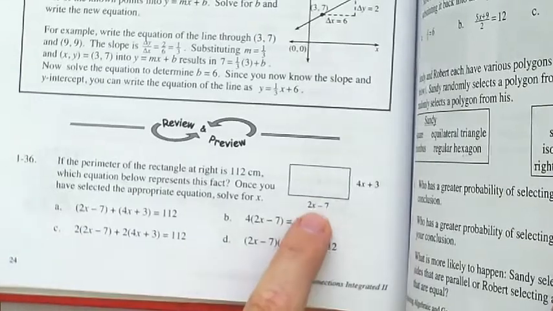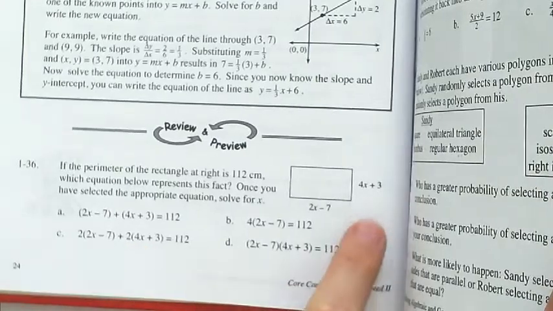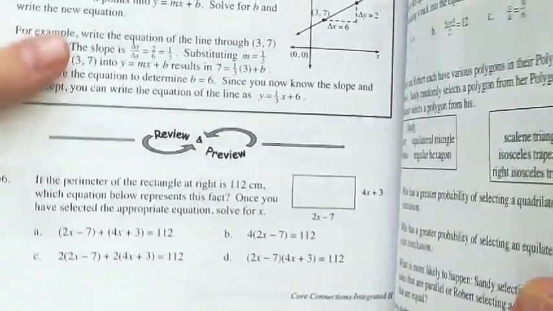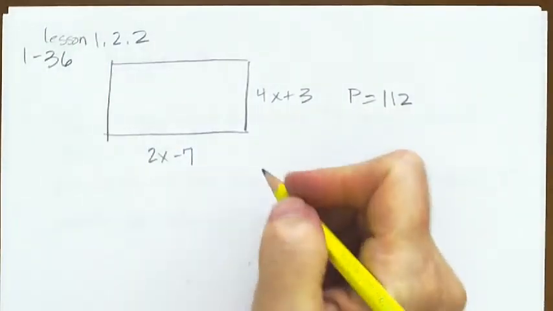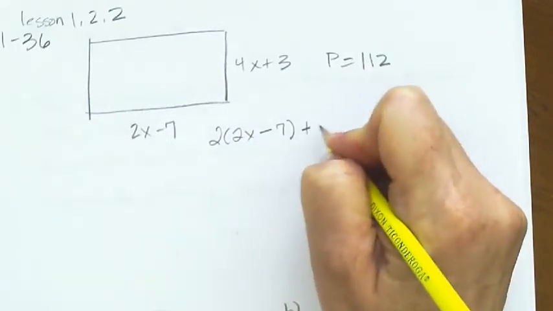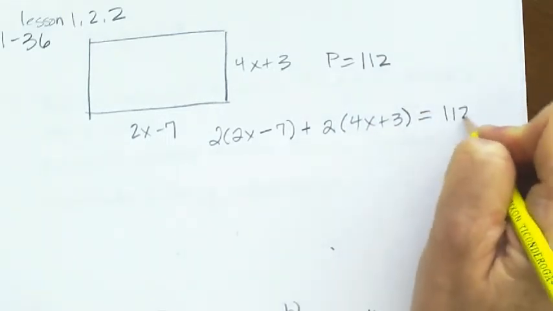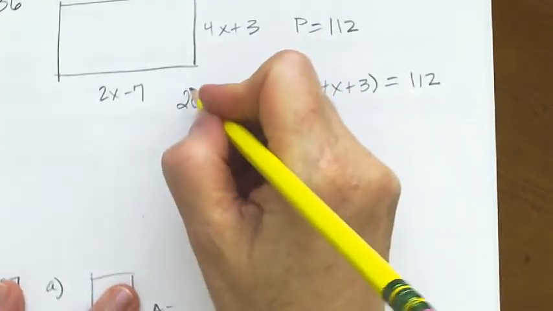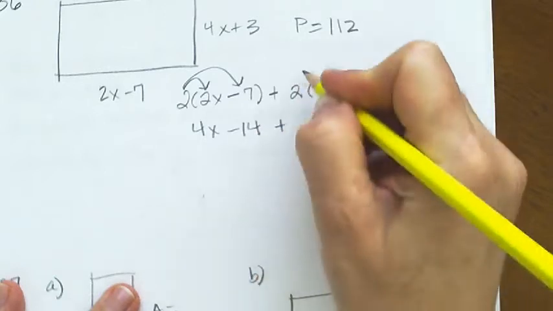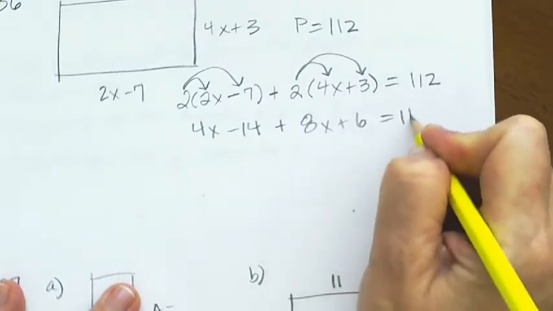This is saying if you double 2x minus 7 and add it to twice 4x plus 3, you get 112. That's exactly what we just said in the beginning. So let's solve for x. So I'm going to distribute. That's going to give me 4x minus 14 plus 8x plus 6 equals 112.